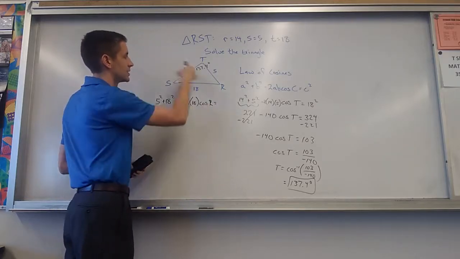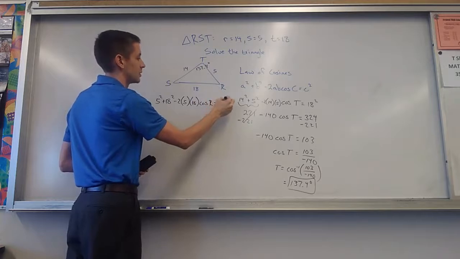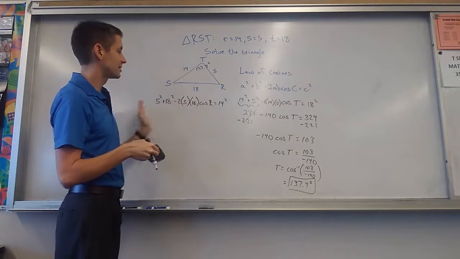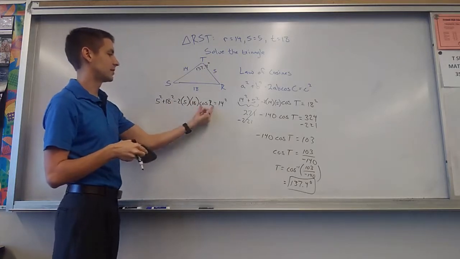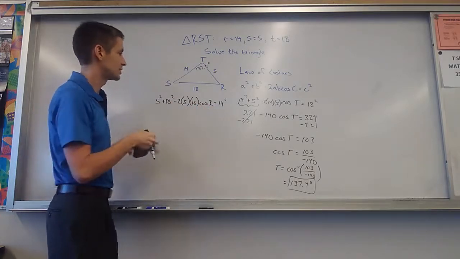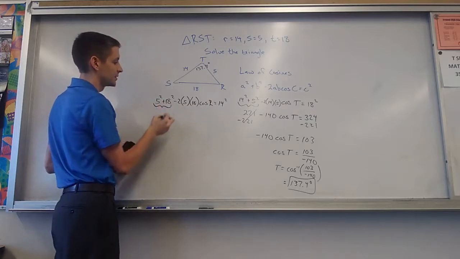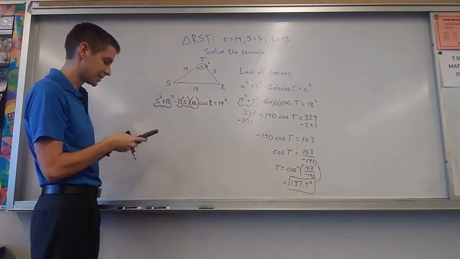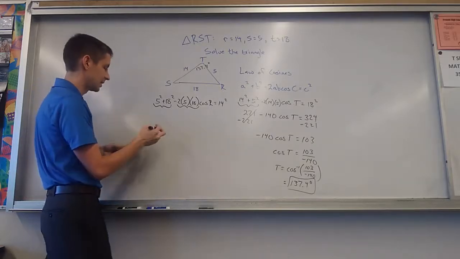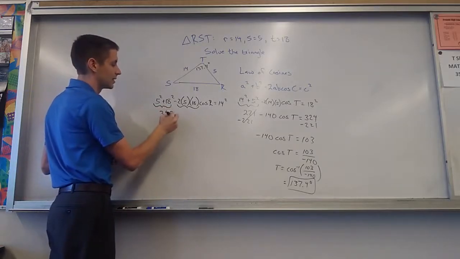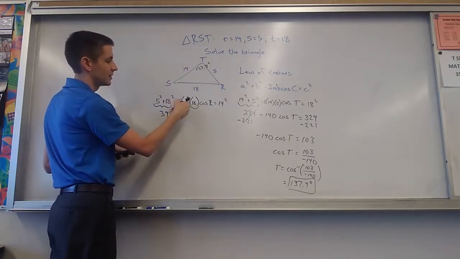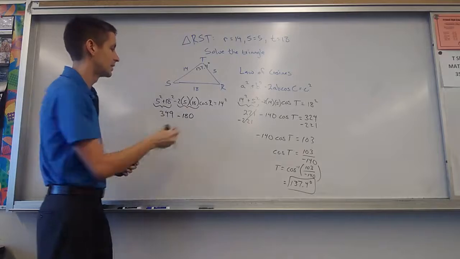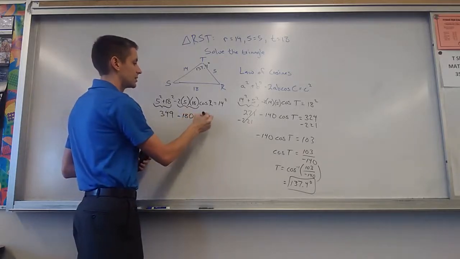And I can't just type everything into the calculator because I don't know what that cosine value is. So I need to take this in pieces and say, what are these two combined and what are these combined? So if I take 5 squared and add 18 squared to that, I end up getting 349. If I multiply the 2, the 5, and the 18 together, I get 180 that I'm subtracting off. So that's attached to the cosine of angle R, and then equals 14 squared, which is 196.